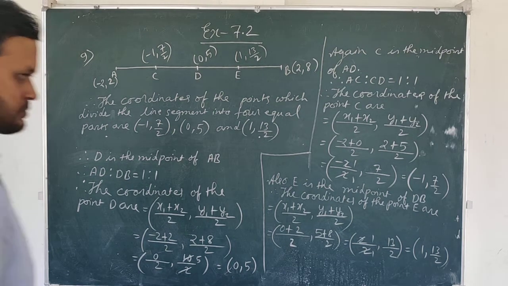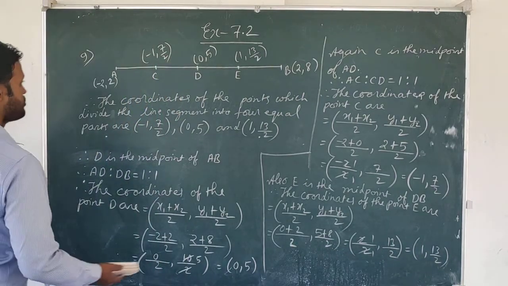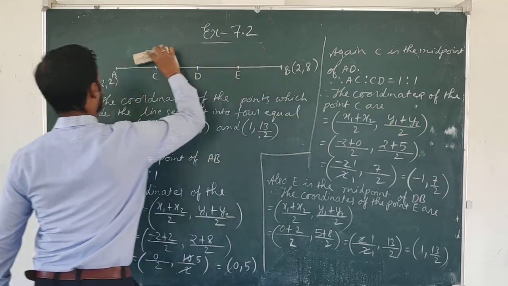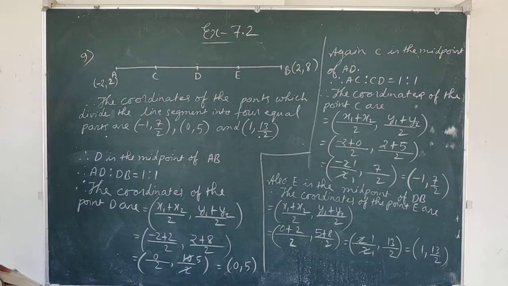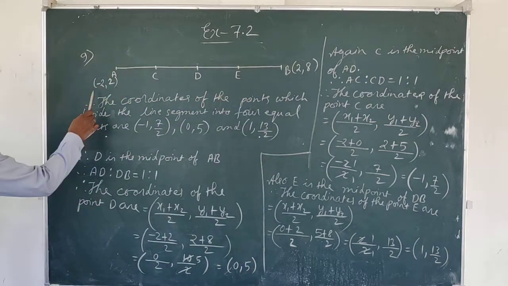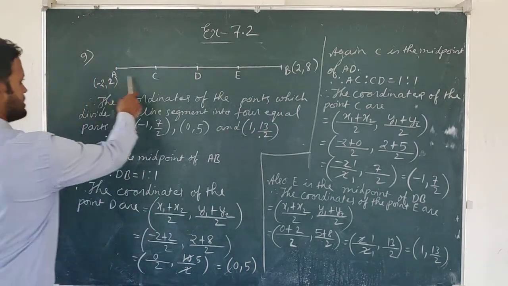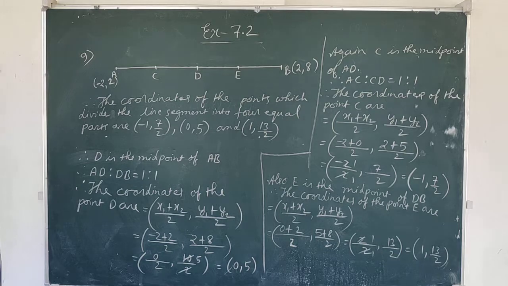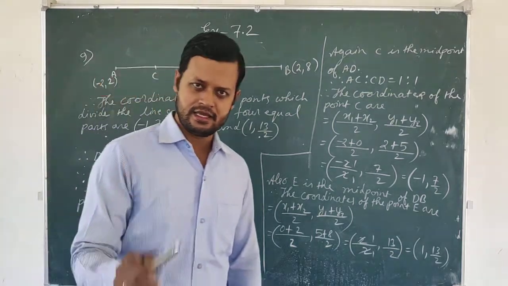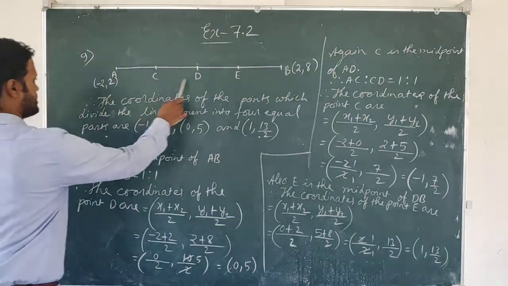So students, let us see the sum. So 2 points are given to you. One is A (minus 2, 2), and the other one is B (2, 8). And these 2 points are joined by this line segment AB. And 3 points are there, C, D, and E. C, D, and E are cutting AB into 4 equal parts. Okay, so we need to find the coordinates of the points C, D, and E.